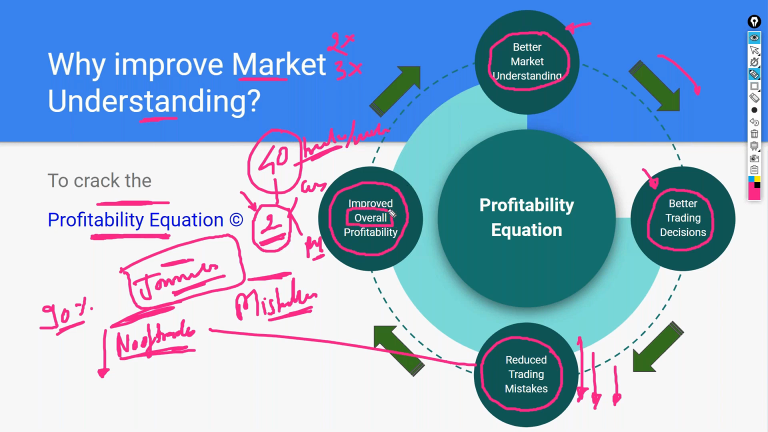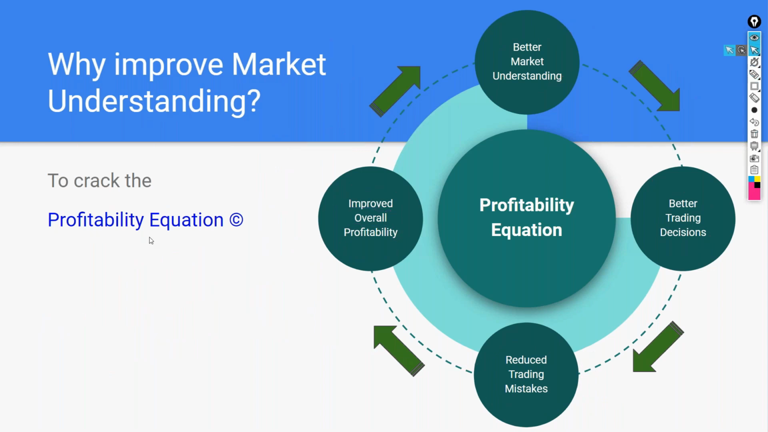That means here and there you will make losses, your overall number of trades will go down, you will only take good trades, and out of those good trades, obviously some will not make you money, some will maybe make you lose some money, but overall on balance you will start remaining positive, start improving your trading. That is the benefit of improving your market understanding, because this profitability equation you will be able to crack.